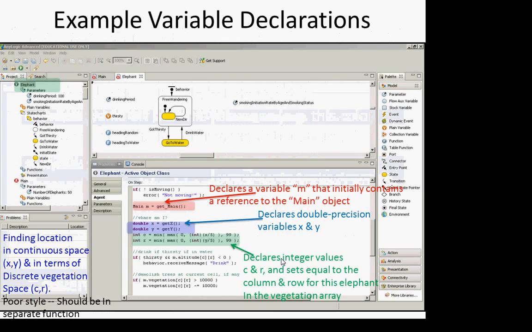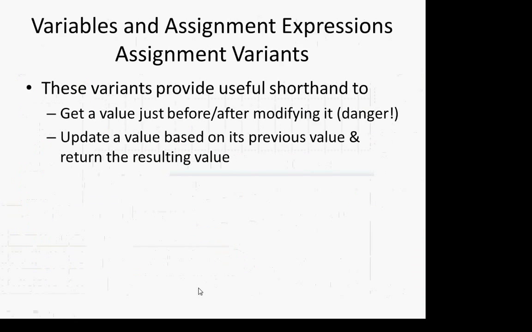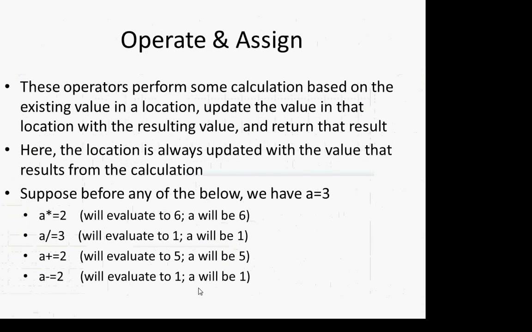See that right here, but what you do see is this minus equals thing. So let's go explain that here, and that's this operate and assign thing. Okay, so operate and assign basically computes a value and then assigns to it. So I should actually just give you the desugaring of these.